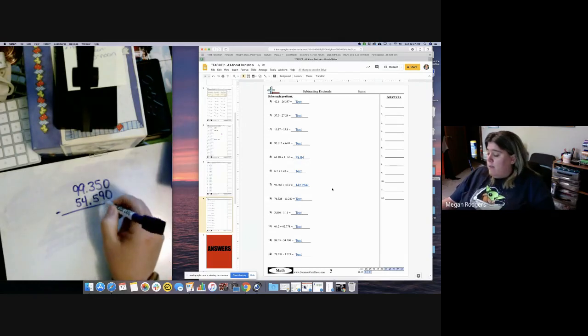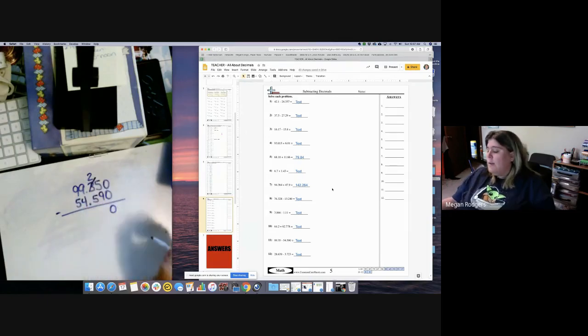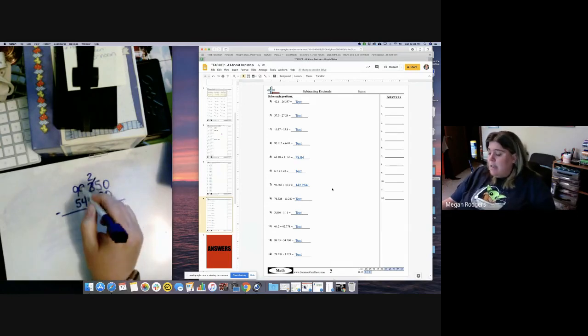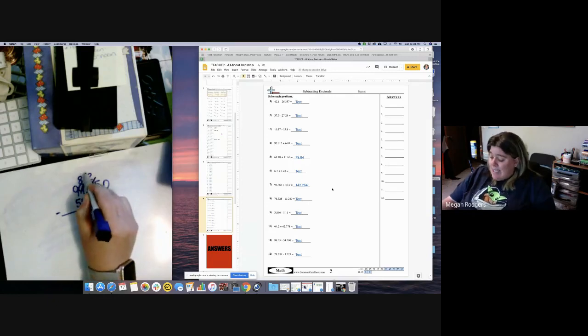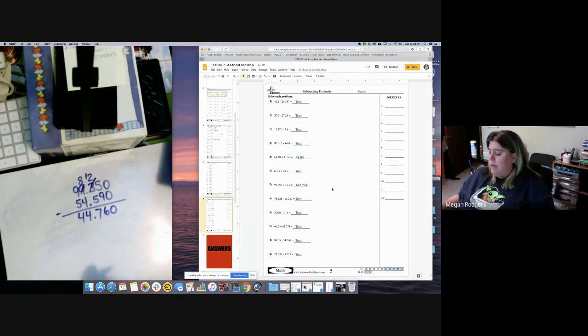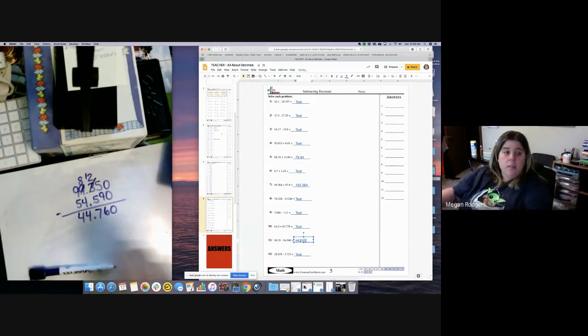All right, so then 5 minus 9 I can't do. I have to go next door and regroup. Remember, this means I'm borrowing 10 tenths, which makes this into 15 hundredths, which makes that a 6. The same thing here. I have to go next door. That becomes an 8. This becomes 12 minus 5. 8 minus 4, 9 minus 5. So I end up with 44 and 760 thousandths.